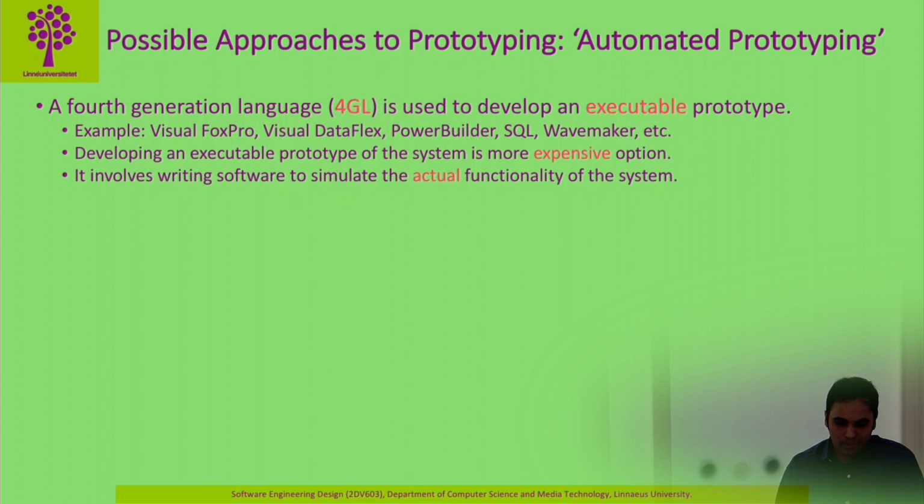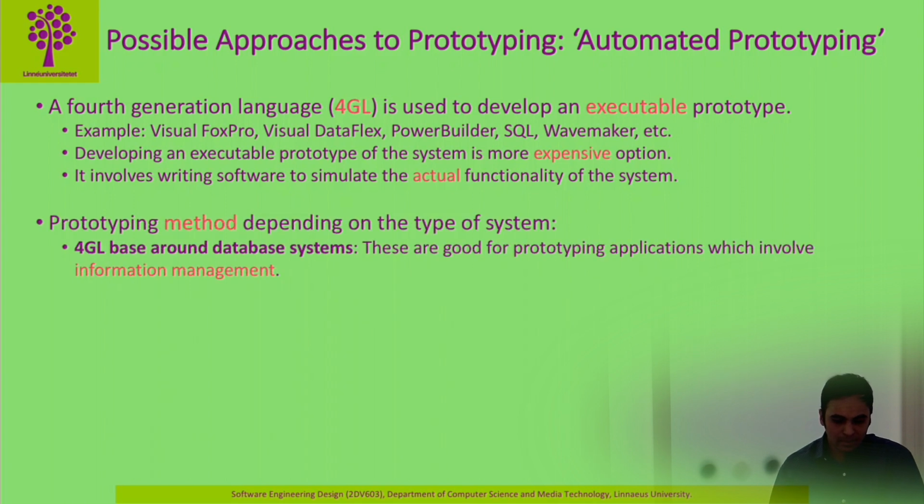And of course, this is expensive because you are using resources, you are using developers, you are using testers to develop this prototype, and it actually has real functionality compared to paper-based prototyping. So there are different methods for developing this kind of automated prototypes depending on what type of system you are developing. So one of the most known ways is using 4G languages that use data. These days, all the systems and applications are data intensive. So if you are developing an information management application that deals with data, you can use these 4G languages.